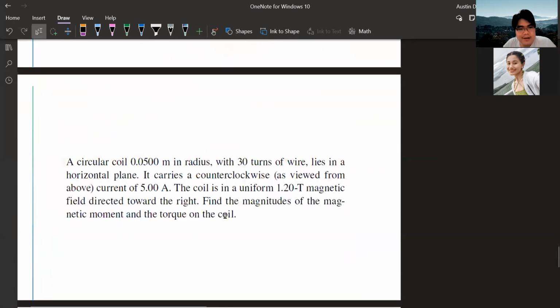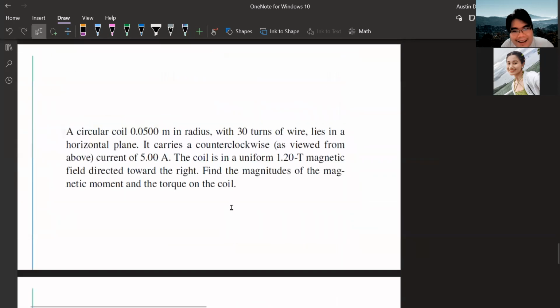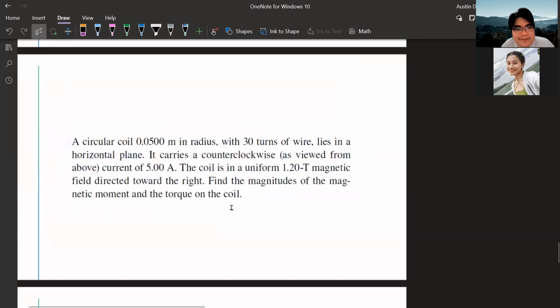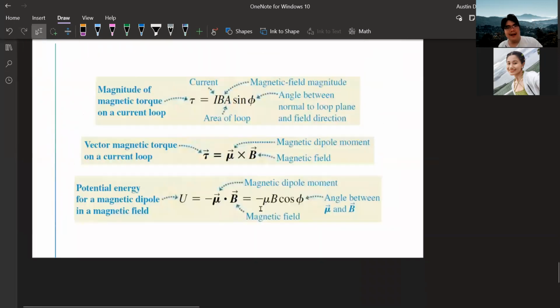Ay, ito nalagay. Ay, nabaliktad ko. Nabaliktad. Okay, nabaliktad ko yung slide. Ito pala dapat muna. Anyway, going back.